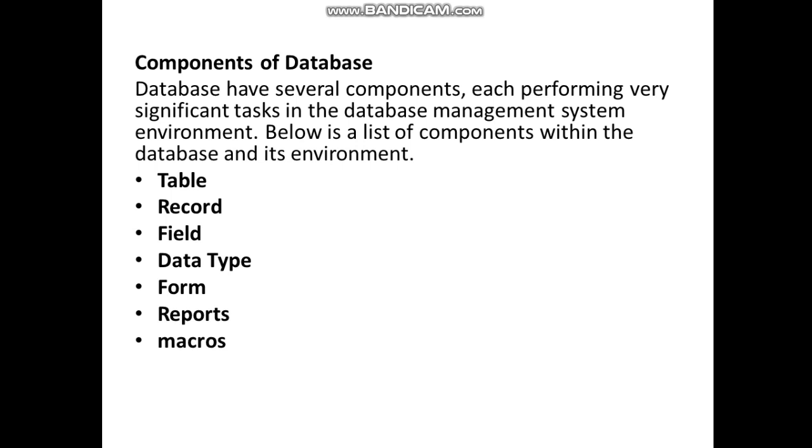Next, field. A field is a column in a table. A field represents a defined attribute that is stored for all the records in a table. A collection of fields is called a record. Data type. Each field can have only one kind of data. That is called the data type of that field. While creating a table, you have to specify the kind of data that can be stored in that field.